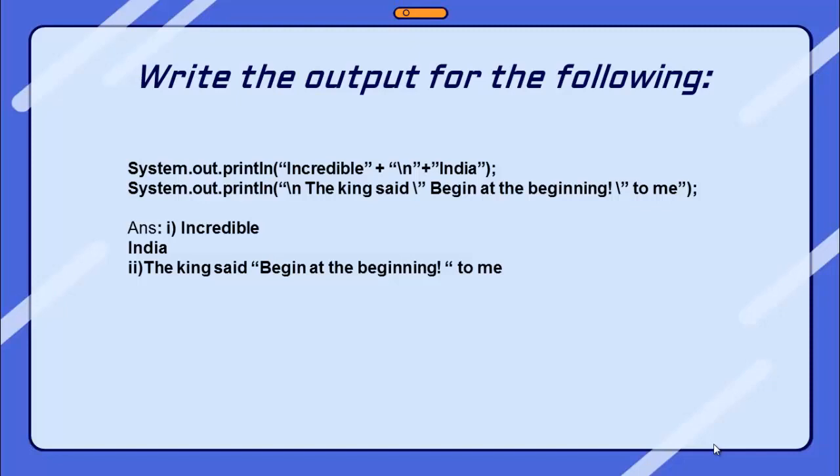The output is being asked here. This is the use of the SOPLN statement, the System.out.println statement. So here comes incredible, slash n is given. So it's incredible, the next line is India. Here slash n is given. The king said slash, so the slash is the escape sequence here. So the king said begin at the beginning to me.